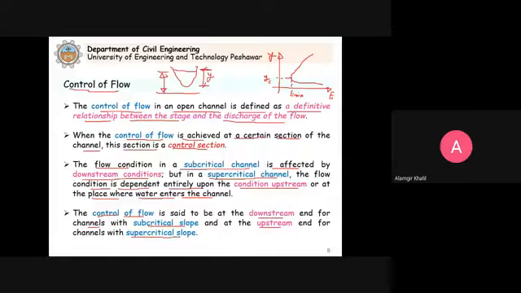What does it mean? It means that when we have subcritical flow in a channel, the control of flow will be at the downstream end. And when we have a supercritical flow slope, then the control of flow will be at the upstream end. This we already discussed in the previous lecture. Let me go back to that topic we discussed, the occurrence of critical depth.